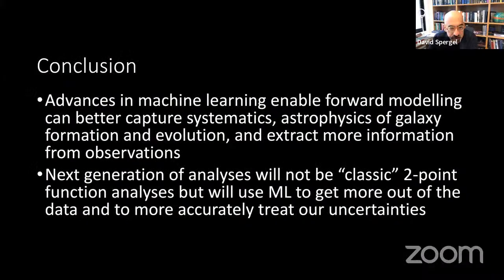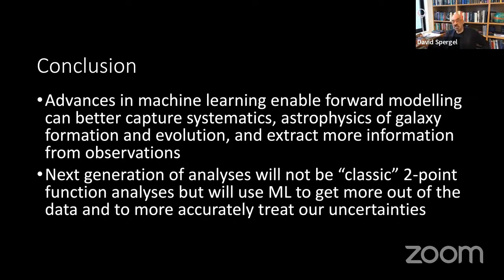This slide I already went over. All right, let me at this point conclude, so we'll have a little time to answer some of the questions in the chat. What do I hope you take away from this? I think that machine learning can turn out to be a powerful tool for data analysis broadly. In our applications in cosmology, we're showing that we can better capture the systematics in the surveys or uncertainties in the astrophysics of galaxy formation and evolution and extract more information from observations.